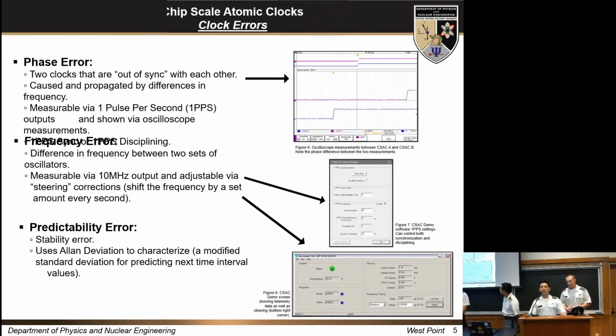Alrighty, when dealing with timekeeping devices, we're faced with three primary regions of error. There will be phase error, frequency error, and predictability error. Phase error occurs when two clocks are essentially out of sync with each other, and they'll accumulate and further propagate differences in frequency. Frequency error is when the difference in frequency between the two sets of oscillators means that they will further drift apart from each other. And predictability error, when dealing with chip-scale atomic clocks, is a stability error of sorts. We use Allan deviation to further characterize and identify specific chip-scale atomic clocks because, since they're atomic-based, they'll have their own characteristics associated with them.